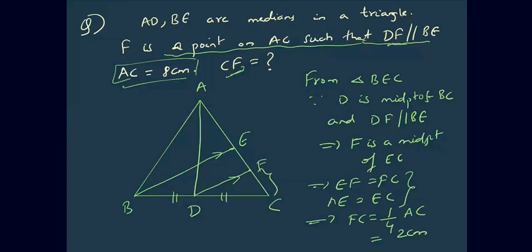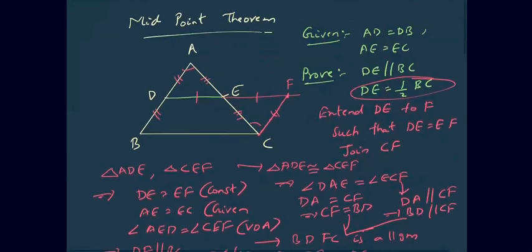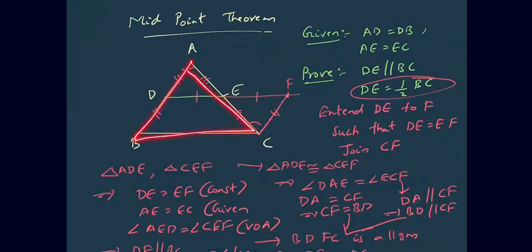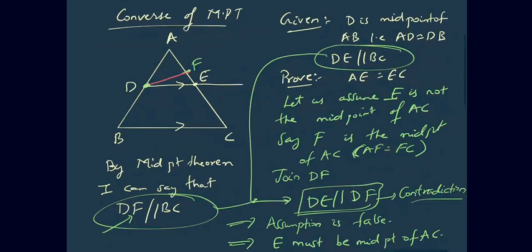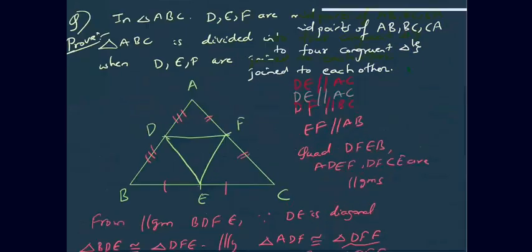So I hope this is clear. Let us quickly recap what we have learned till this point. First, we have learned what the midpoint theorem is. If in any triangle ABC, there are two points D and E on AB and AC respectively, such that D and E are midpoints of AB and AC, then this line DE, if joined, will be parallel to BC and half of BC. And the converse says that if I take a midpoint of AB, say D, and I draw a line which is parallel to BC, then this line will definitely pass through the midpoint of side AC. This is the converse of the midpoint theorem.